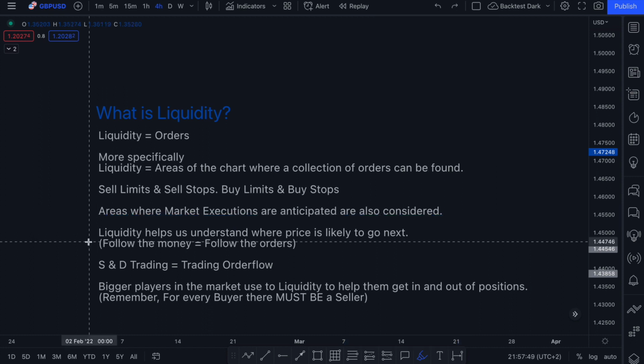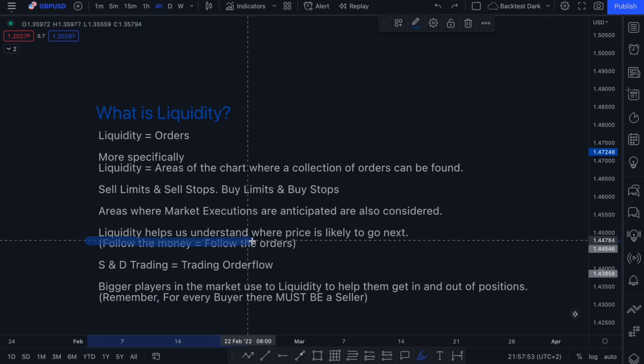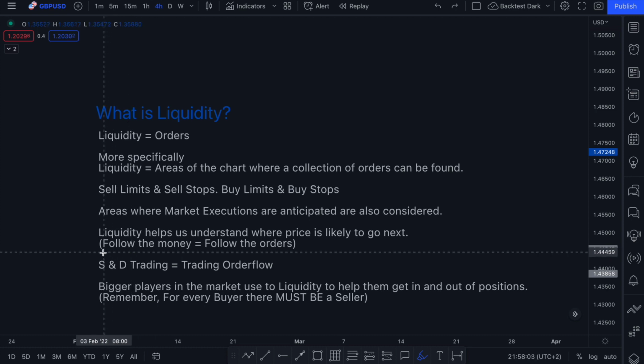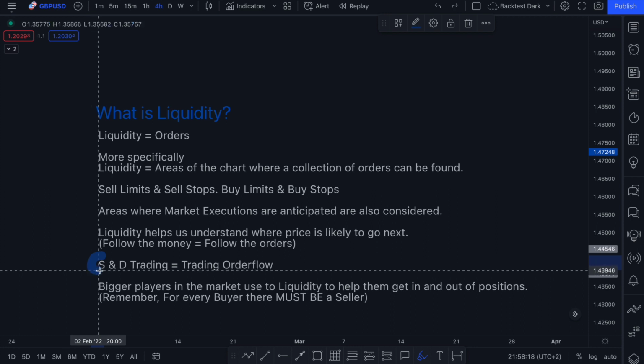Okay. Now, it's important for you to understand that liquidity essentially helps us understand where price is likely to go next. Okay. By understanding what liquidity is and where liquidity is, we are following the money, right? We're following the orders in the market. And that's why a lot of times when people refer to supply and demand trading, they also refer to it as trading order flow. Because what are you doing? You are following orders in the market.